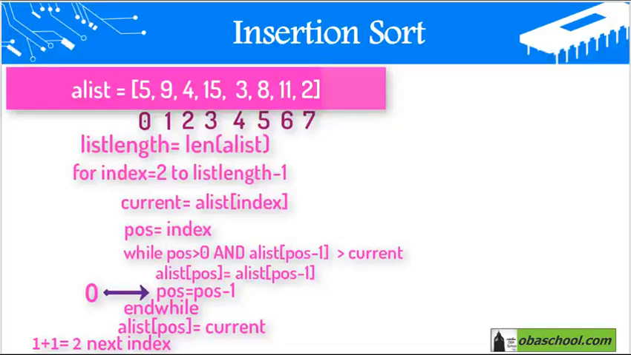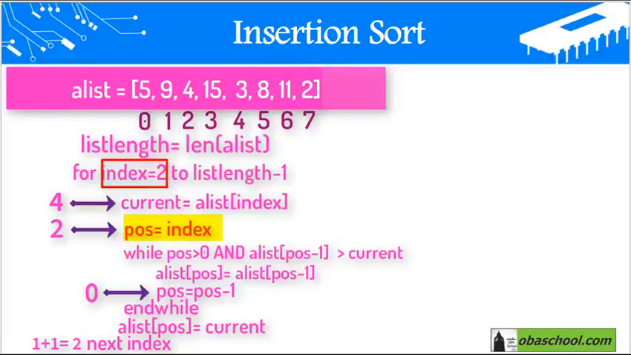Now we're putting in the variable current the value of a list index. The index now is 2, so the value on index 2 is 4. So we're putting value 4 in variable current and we're putting in pose the index number 2.